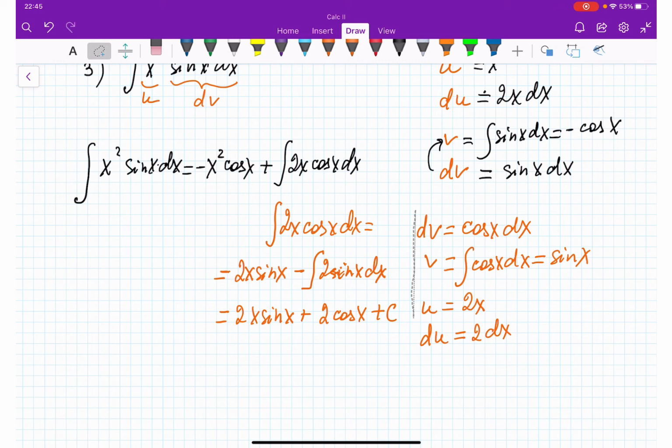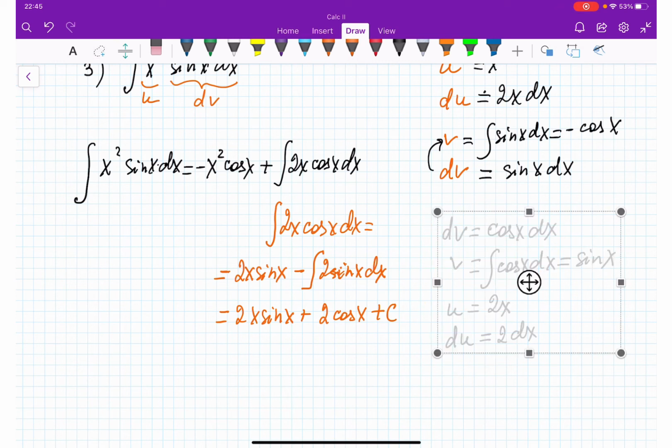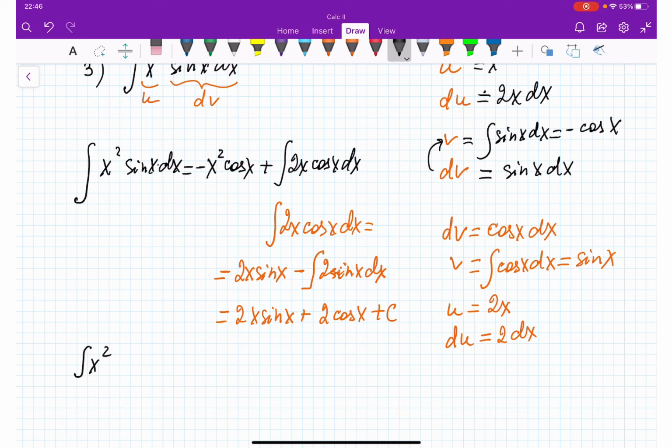Yes? So once we integrate it again, the second integral, and combine the whole piece, we are getting integral x squared sine x dx is equal negative x squared cosine x plus 2x sine x plus 2 cosine x plus c. And this is our answer.